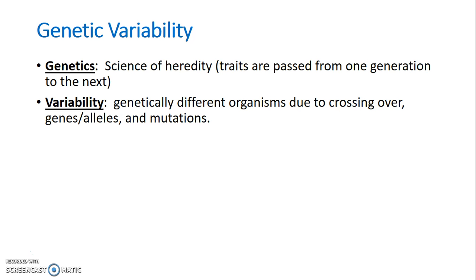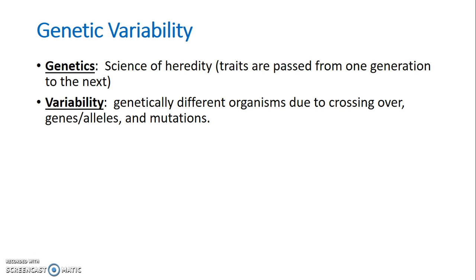These genes can be different because of three different options. The first is crossing over, the second is different genes and alleles, and the third is mutations. We're going to talk about each of these individually, and this video is going to focus on just crossing over.